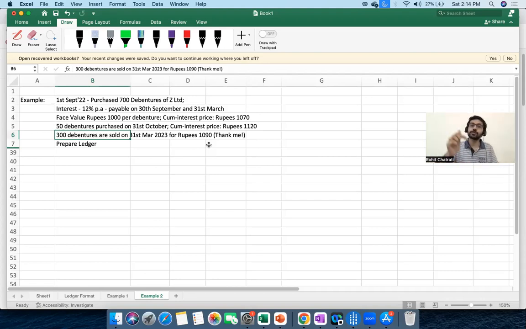But if the institute is specifically saying that on 31st of March 2023 you have sold it for a cum interest price of 1090, then the institute is indirectly trying to tell you that you have actually not received the coupon and you have actually sold the debenture before you received the coupon itself. All right, but that is an exception which I will come to a little later.